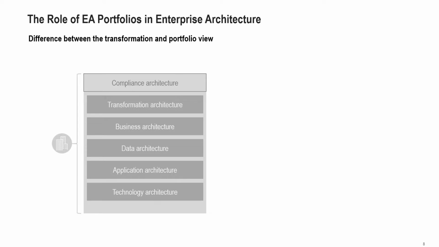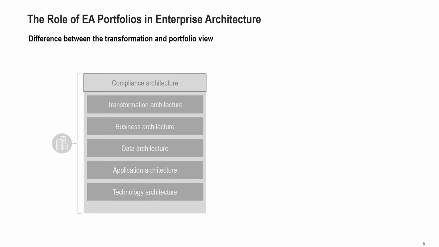So if we go from the bottom up, we'd see our technology architecture, application architecture, data, business, and transformation architecture. And also recently becoming more and more important, the compliance architecture. So how the different regulatory, whether external regulatory compliance targets or internal architecture guidelines and principles, are being adhered to. And this set of portfolios obviously provides one specific way to look at our architecture.